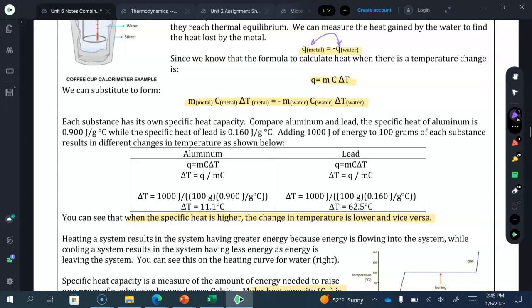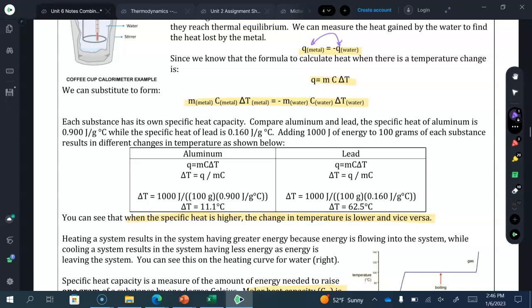And since we know that the formula to calculate the heat when there's a temperature change is Q equals mc delta T, we can substitute that in for both sides, labeling each side for metal and water as appropriate. Each substance has its own specific heat capacity, C. So comparing aluminum and lead, the specific heat of aluminum is 0.9, whereas the specific heat of lead is 0.16.